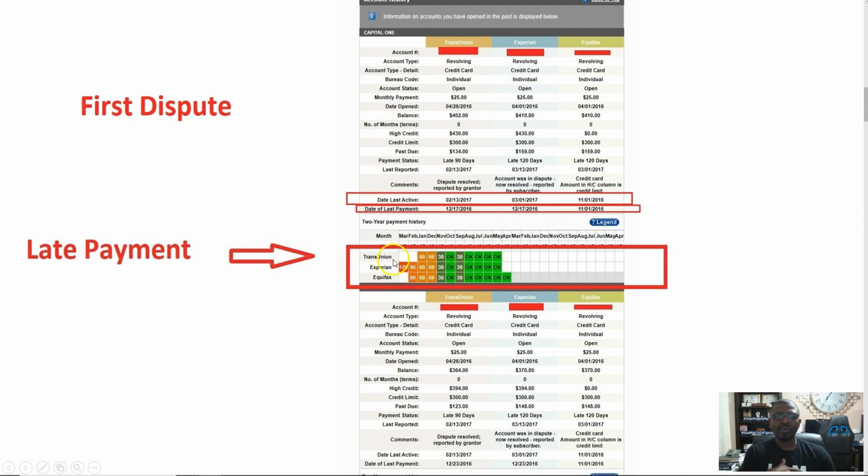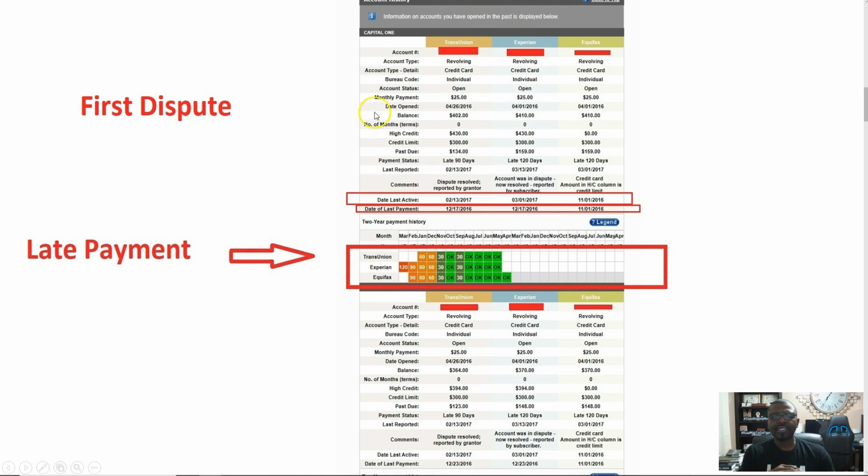If this customer was late 120 days on Experian, why is it not showing on TransUnion or on Equifax? Something is wrong with the picture here. If this person was 90 days late, why is it only showing on these two and not on TransUnion? So my argument would be, hey Experian, I don't understand where you're getting this 120 days late from when it's not showing on TransUnion or Equifax. You see, there's a problem there.